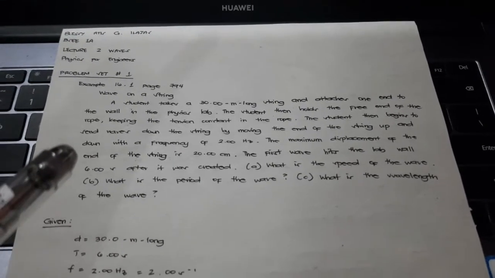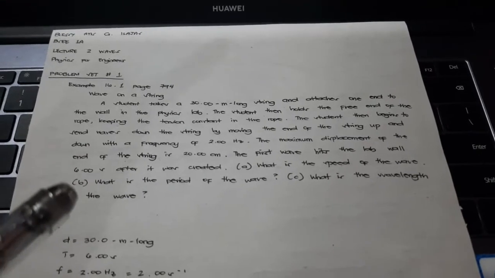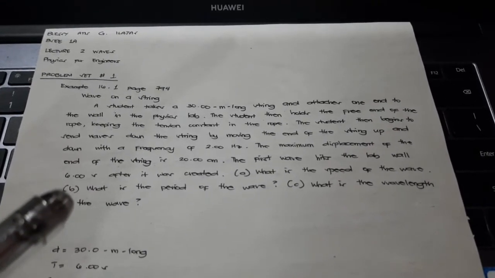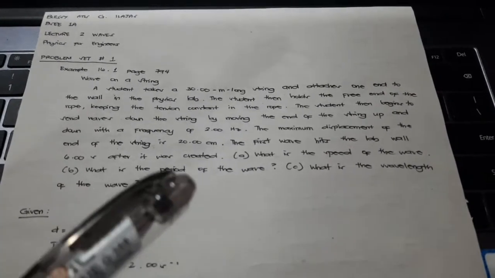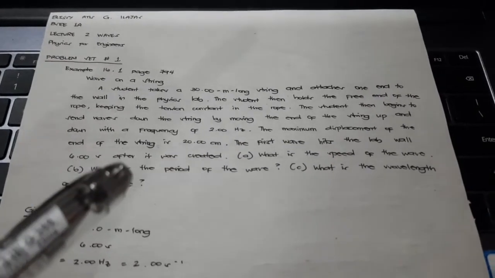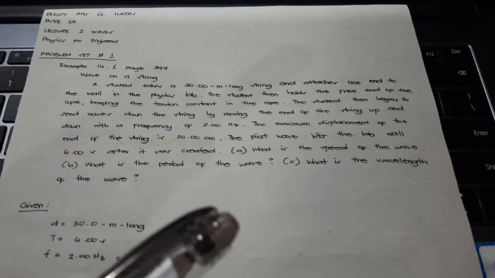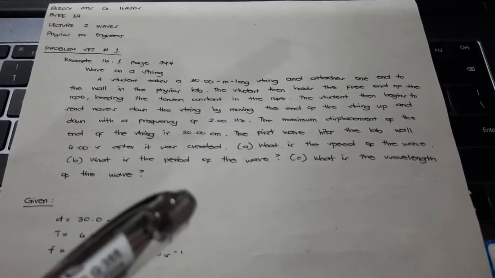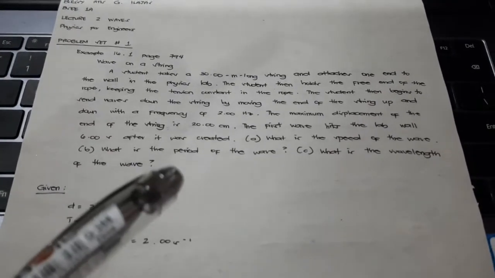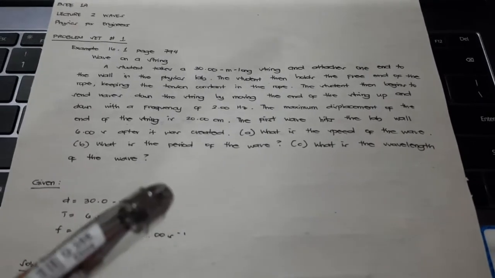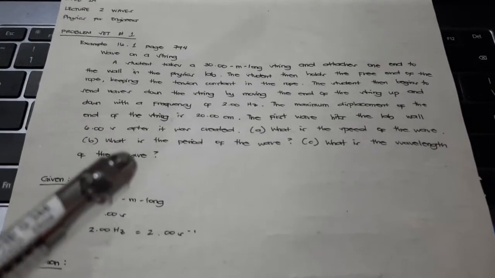Wave on a string. A student takes a 30-meter long string and attaches one end to the wall in the physics lab. The student then holds the free end of the rope. Keeping the tension constant, the student begins to send waves down the string by moving the end of the string up and down with a frequency of 2 Hz. The maximum displacement of the end of the string is 20 cm. The first wave hits the lab wall 6 seconds after it was created. A. What is the speed of the wave? B. What is the period of the wave? And letter C. What is the wavelength of the wave?